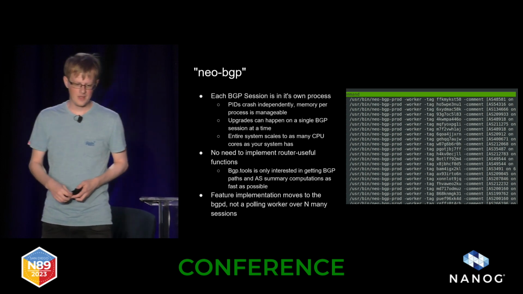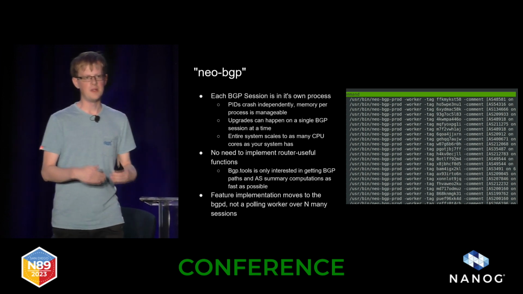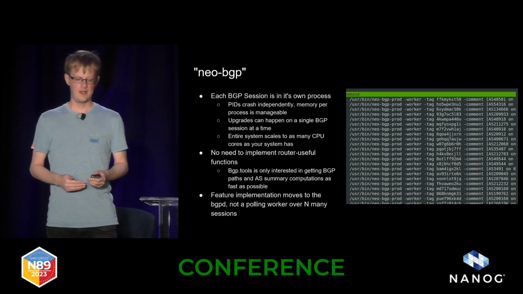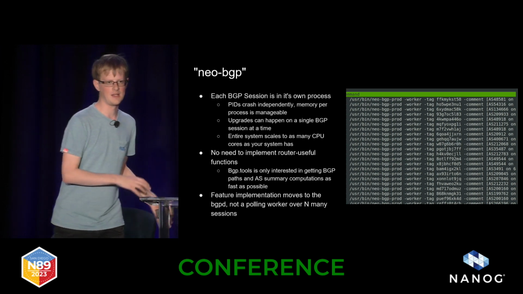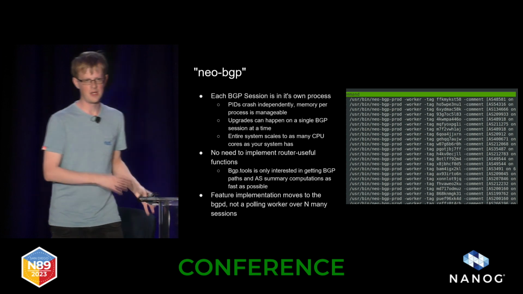Also, feature implementation is moved for certain features. They are BGP daemon features, which makes it a lot easier to implement, rather than the website collecting these huge volumes of data and processing them on the side. Instead, the BGP daemon answers the questions directly.